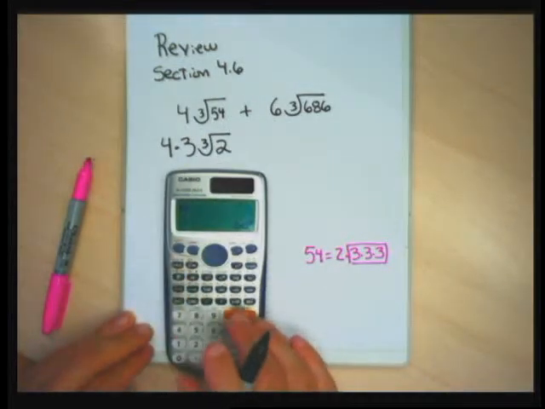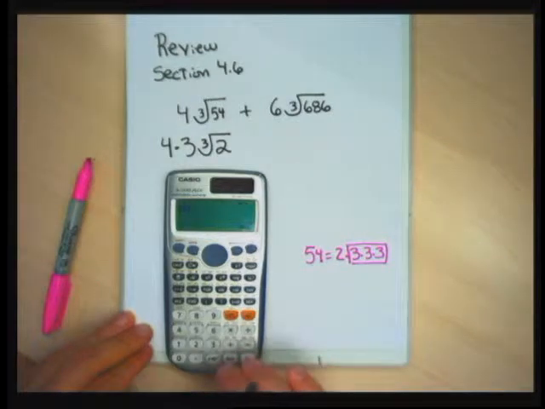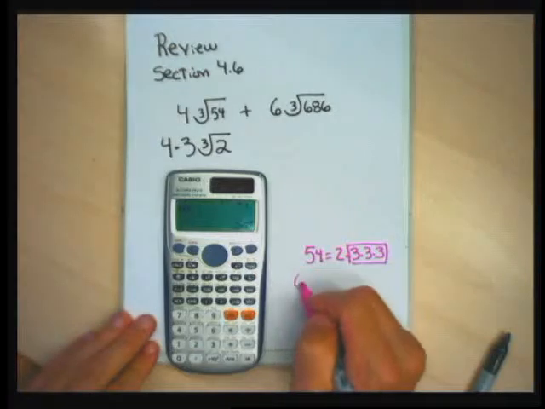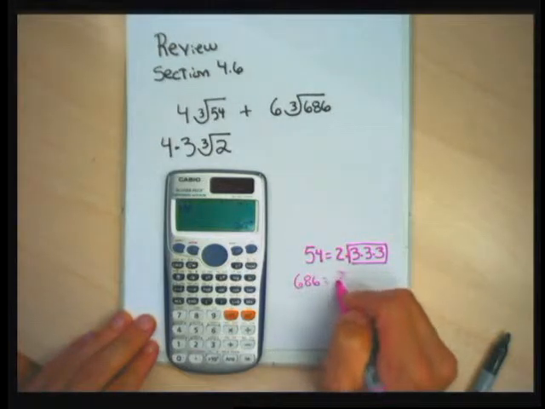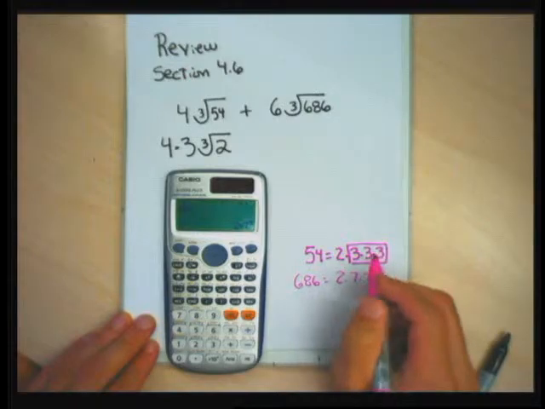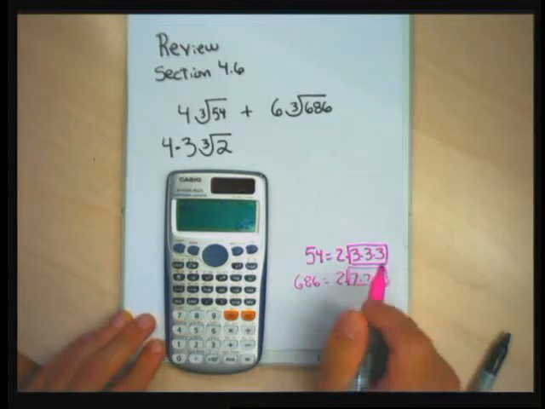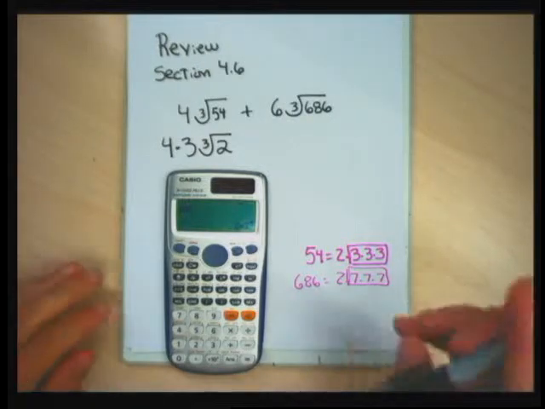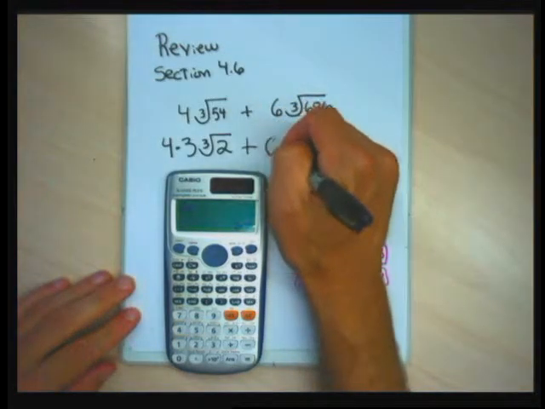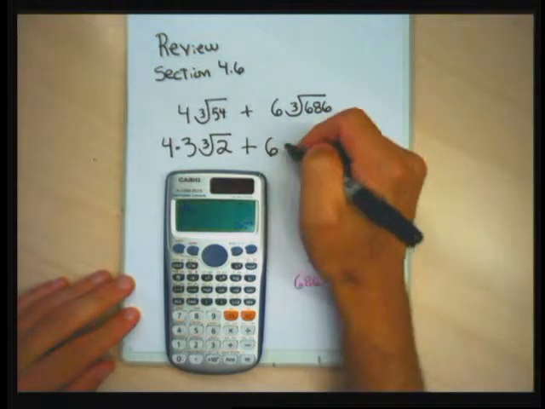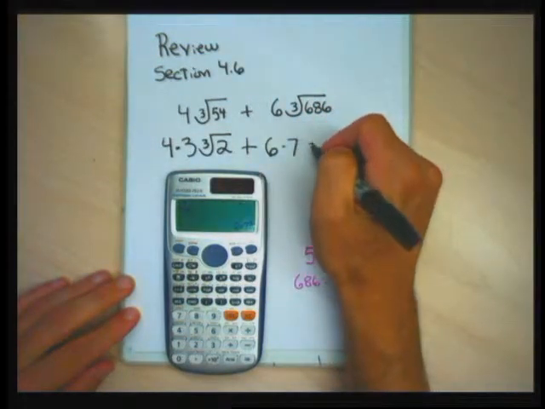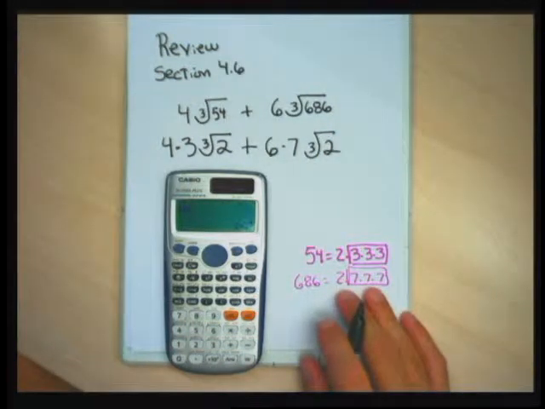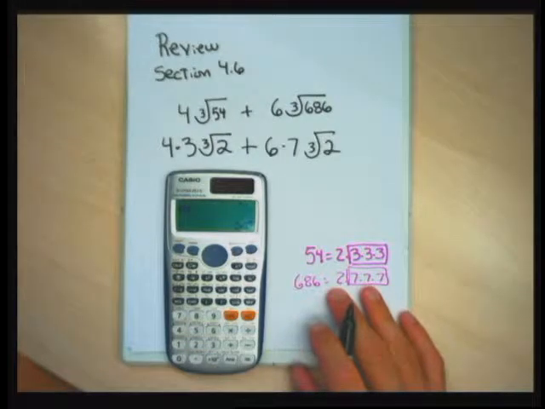I could simplify that more, and I will in a second, but I'm going to do the same thing for the 686. Its prime factoring is 2 times 7 times 7 times 7. So for the 686 factor, I get a 7 outside the radical and a 2 under the radical. So I'm going to bring down my plus sign. The 6 that's in front of that radical is going to stay there. I'm going to get a 7 in front of the radical and a 2 under the radical, because anytime I get 3 of a kind, I get 1 out front. Anything less than 3 of a kind goes under.